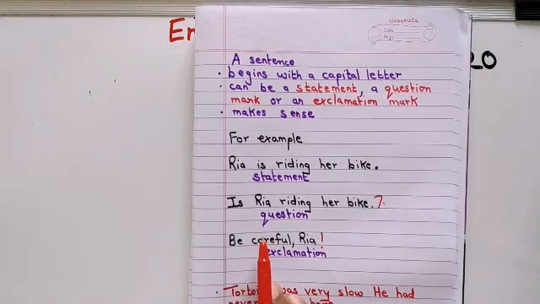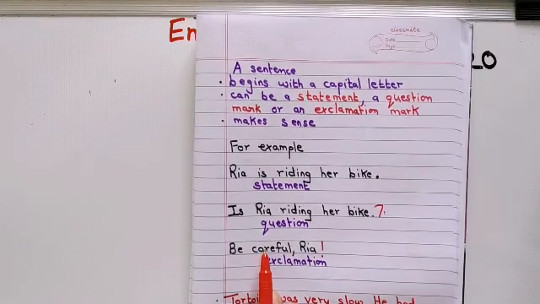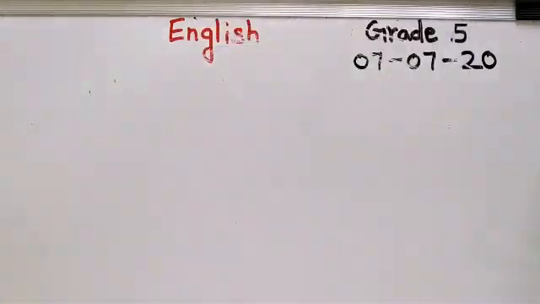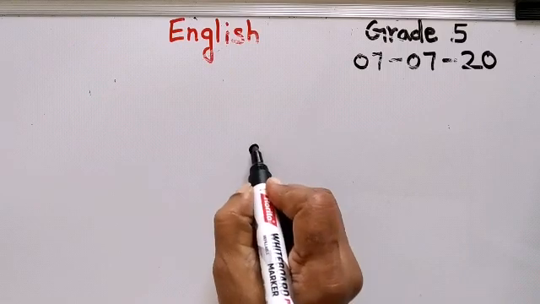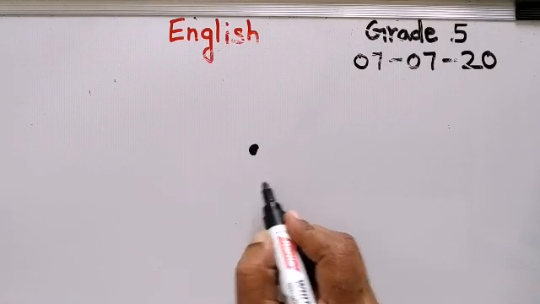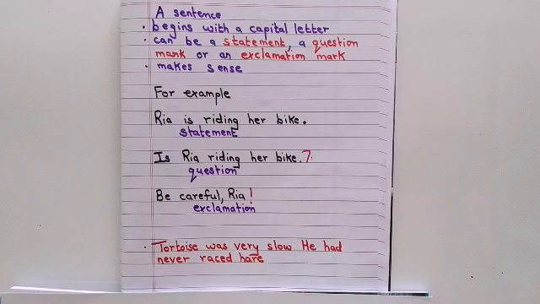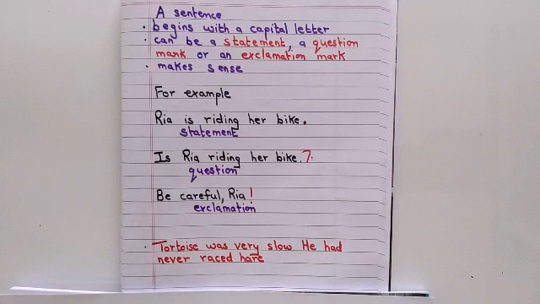So children, today we are going to learn these punctuation marks. That is the full stop, then your question mark, and then you have your exclamation mark. So we are going to learn full stop, question mark, and exclamation mark. So children, let's start with the full stop, the easiest one.